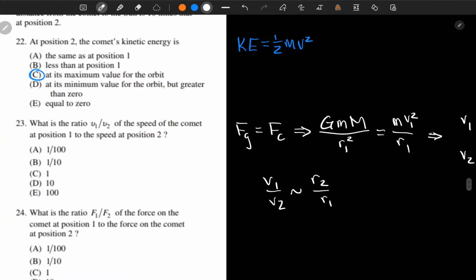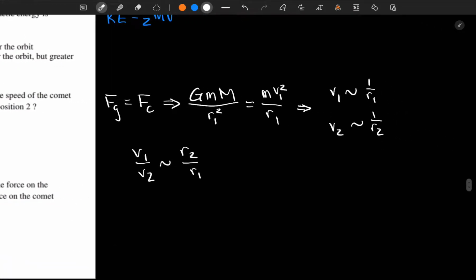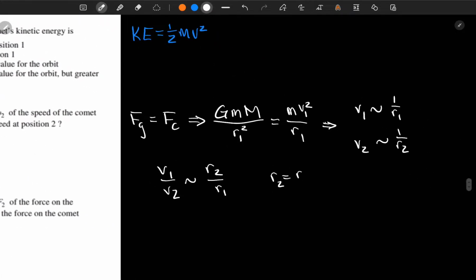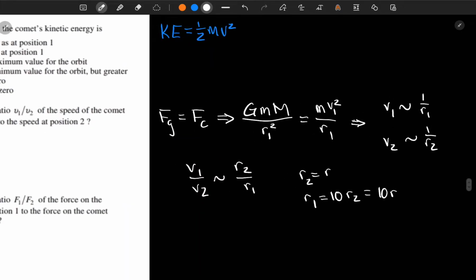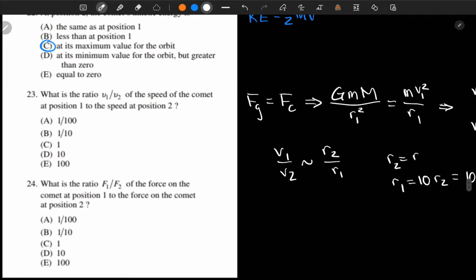So here, let's assume that r2 is equal to some r value. We won't specify what it is. From the statement of the problem, we know that r1 is equal to 10 times r2, so it's equal to 10r. So v1 over v2 should be 1 over 10.